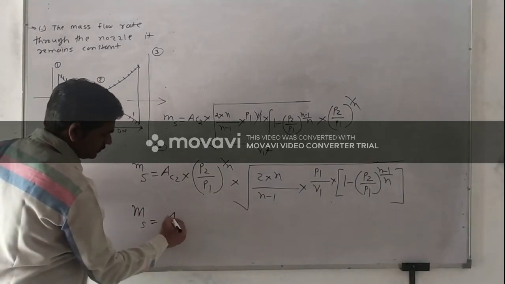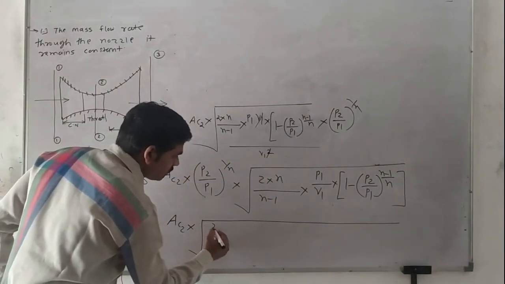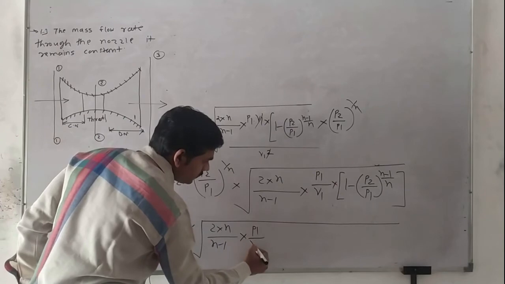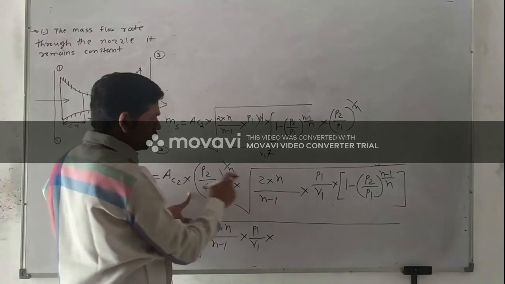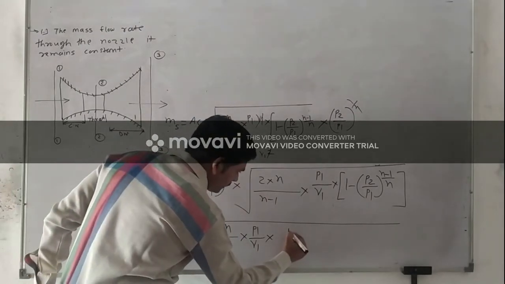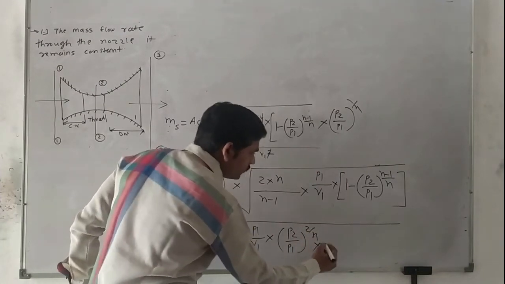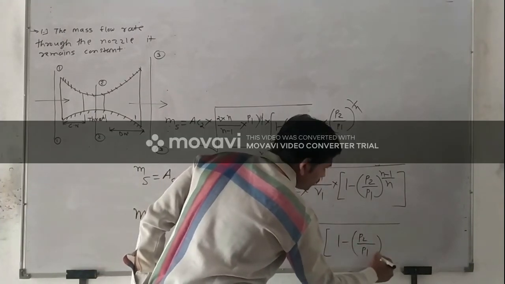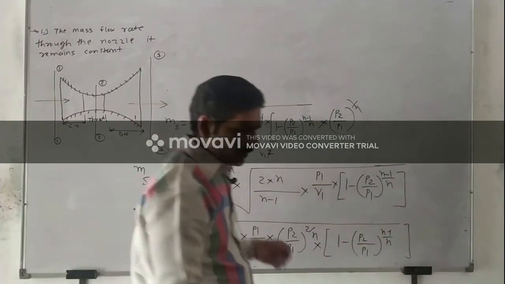So what do we get? ms is equal to Ac2 in square root of twice n upon n minus 1 into P1 V1 into, when you multiply this term into the square root, this term becomes squared. Why? Because it is going into the square root. So I write down here P2 upon P1 to the power 2 upon n into the inner bracket 1 minus P2 upon P1 to the power n minus 1 upon n. The bracket is complete. So we are getting these equations.